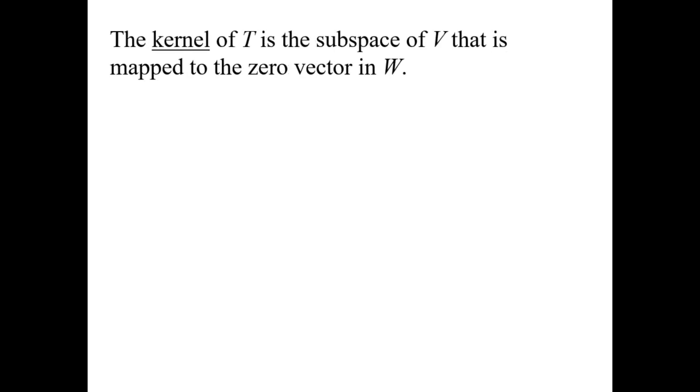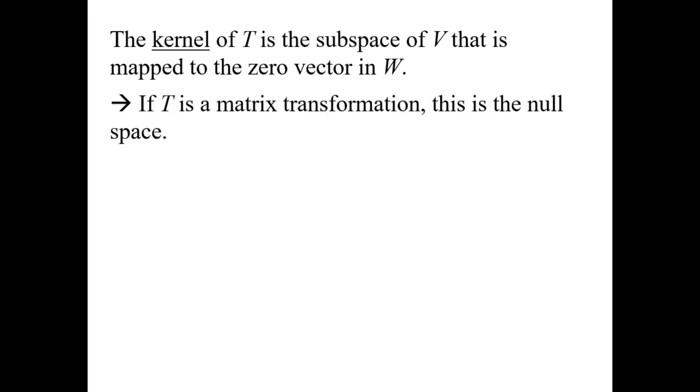Now a couple more definitions here. The kernel is the subspace that is mapped to the 0 vector. So the kernel of some linear transformation is all the inputs that map to the 0 vector. If T happens to be a matrix transformation, the null space is the kernel, because again, the null space is everything that maps to the 0 vector. So that's the name for that.